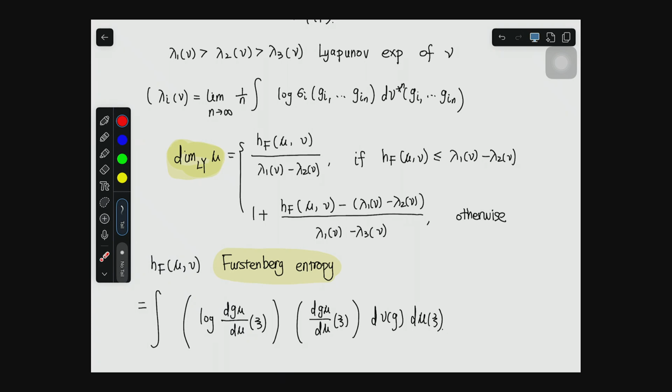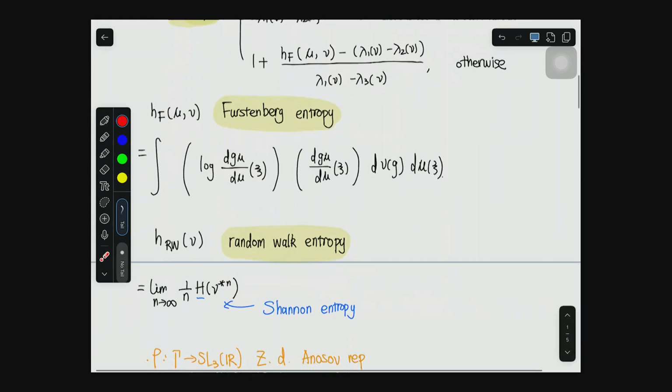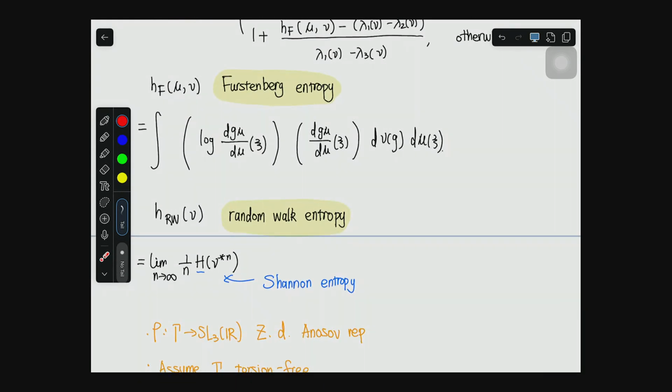So that's why, in the first step, we are going to replace the first number entropy with an easier one. It's called the random walk entropy. And it's defined as follows. Because my nu is a finitely supported random walk, the random walk entropy is to take the Shannon entropy of the nth convolution of nu, divide by n, and take the limit.